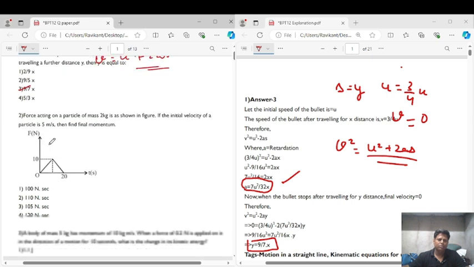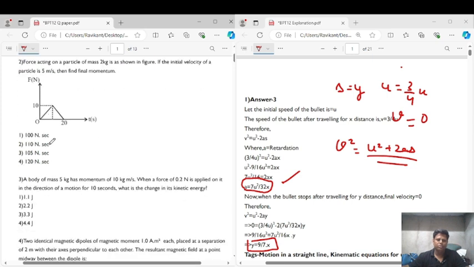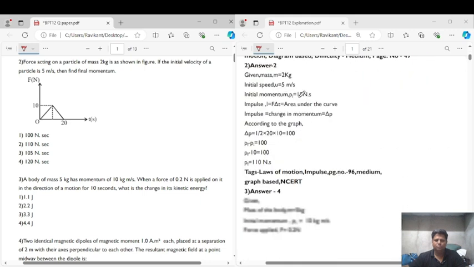Now let's get into question number 2. Question number 2 says that the force acting on a particle of mass 2 kg is shown in the figure. If the initial velocity of the particle is 5 meter per second, then find the final momentum.